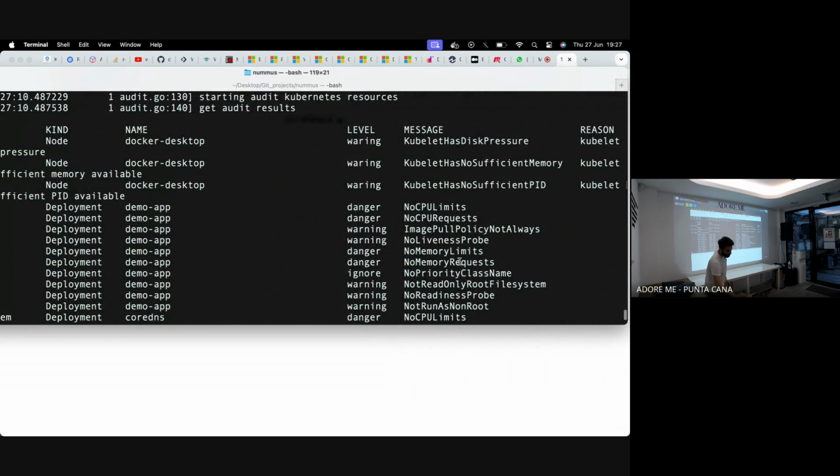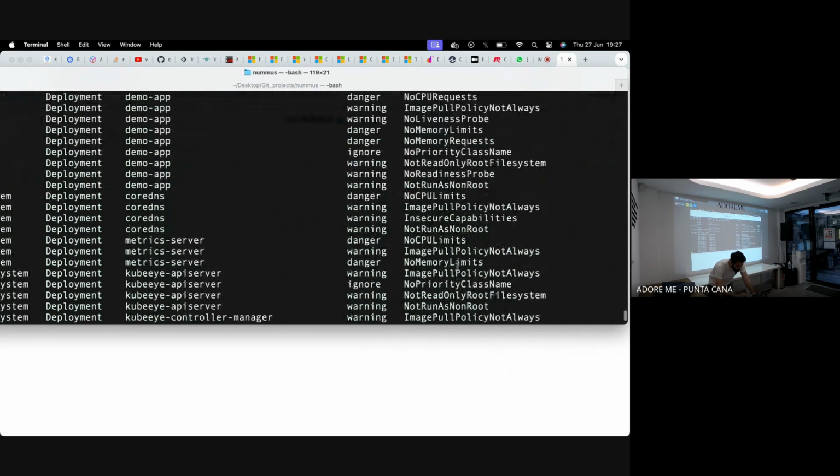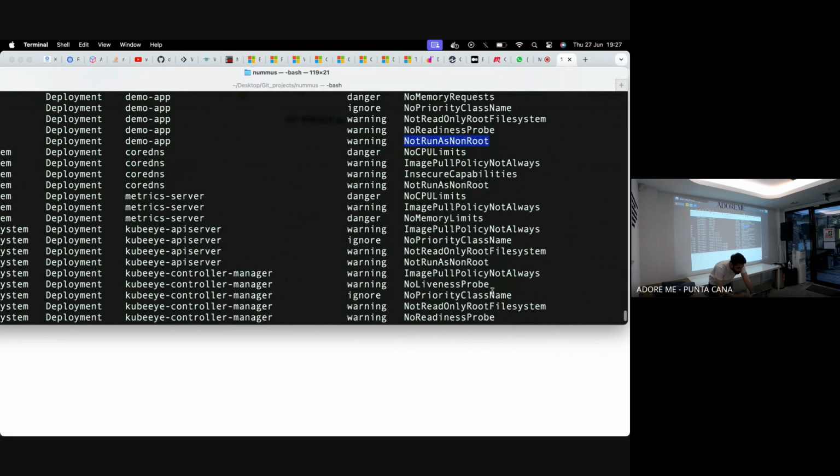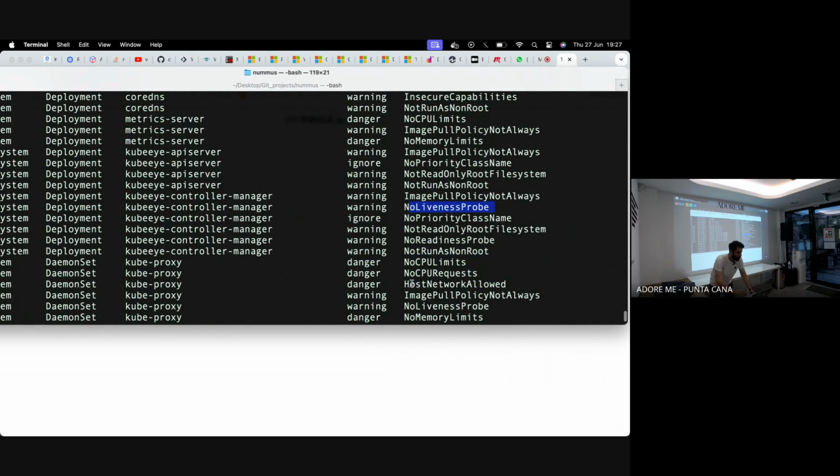So here we have different levels with regards to, let's say, our problems. And what I wanted to show you in here is that besides not having limits, requests, and things like that, we also have not run as root. So things with regards to processes which are running inside your container. Probes, things with regard to your readiness, liveness, health check probes. So the discussion is very broad with regards to Kubernetes. The part with regards to CPU limits, memory limits, and requests is just the entry point.